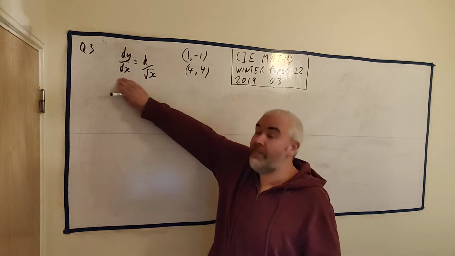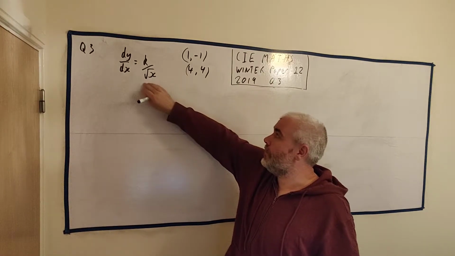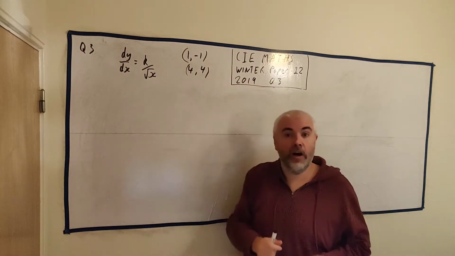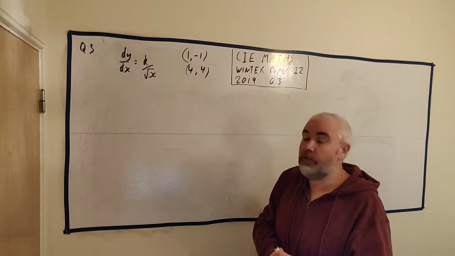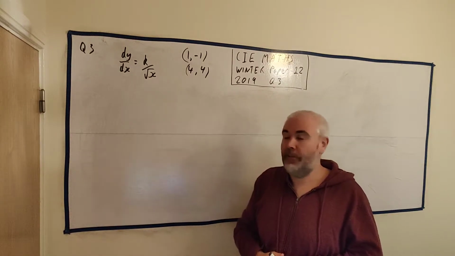They told us the derivative of this curve of y, dy/dx, is equal to k divided by the square root of x, and they also tell us these 2 points are on the curve and they want us to draw it. So really how we do this is we need to integrate. They gave us the derivative, we need to integrate it back into the curve.